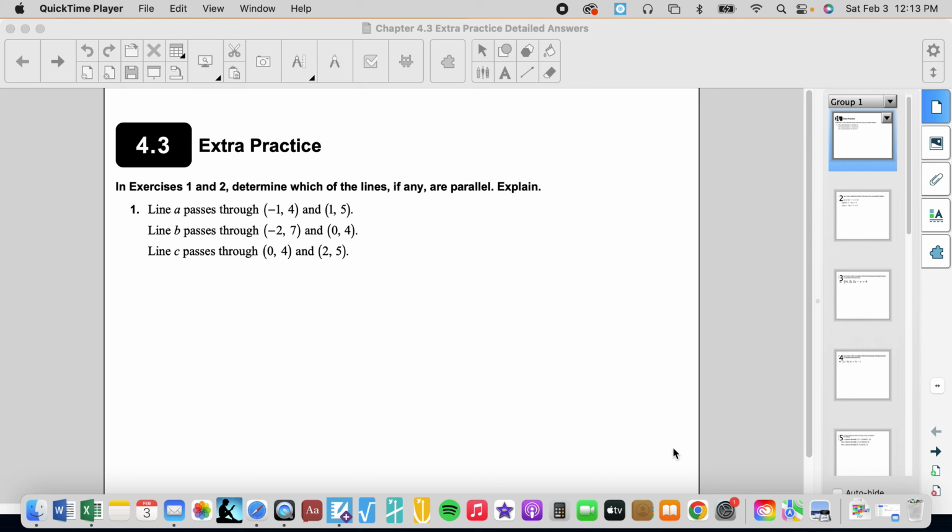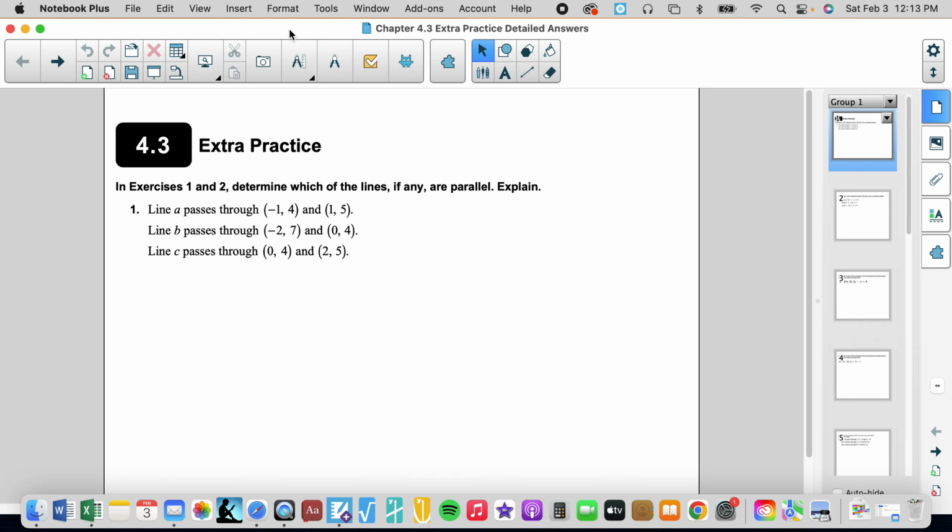Chapter 4.3, and big ideas. This section will focus on parallel lines and perpendicular lines. So it says, determine which of the lines, if any, are parallel and explain. Well, one of the things we need to know is how do we determine whether lines are parallel? You do it by their slope.